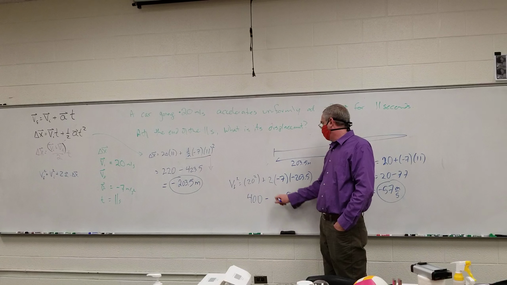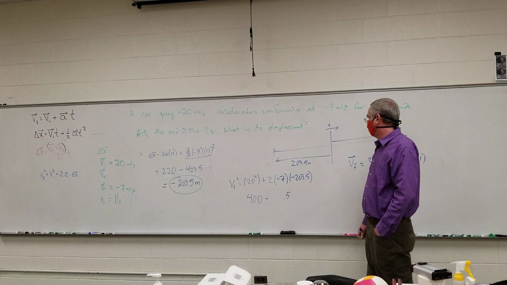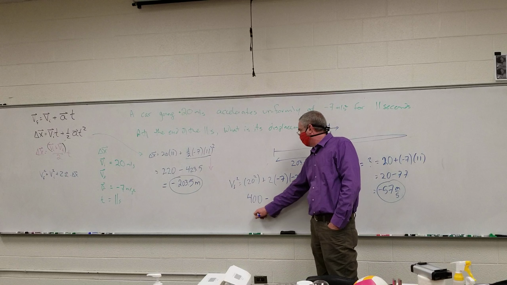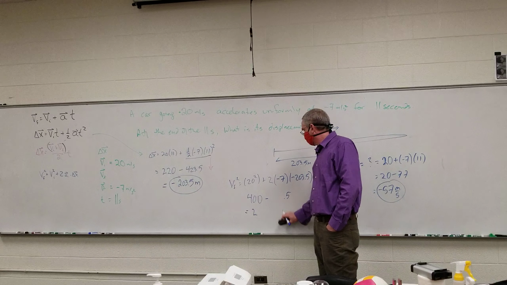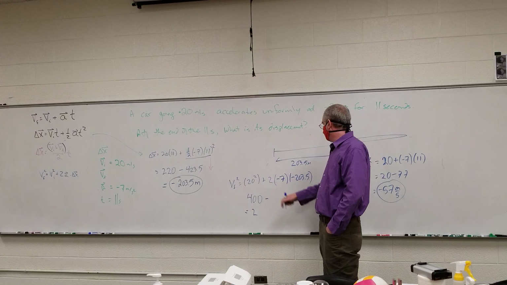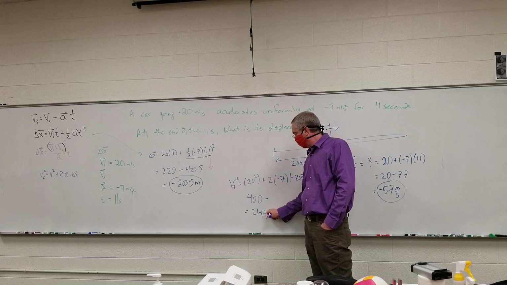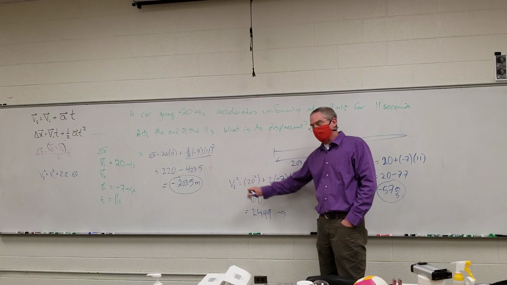I think it's 2849 for the whole thing, just 2,849. There is no 0.5. Wait, oh no, okay, you're right. 2,449. That's okay. VF squared, and so okay.